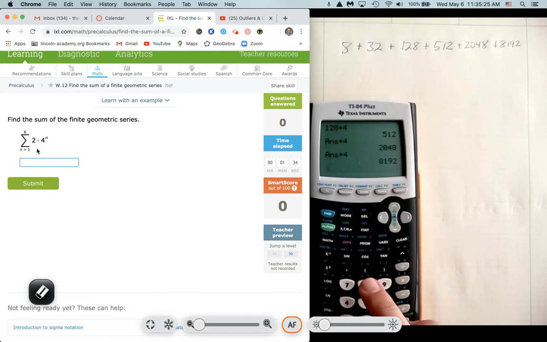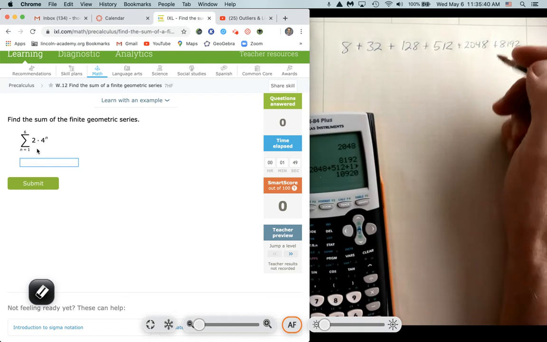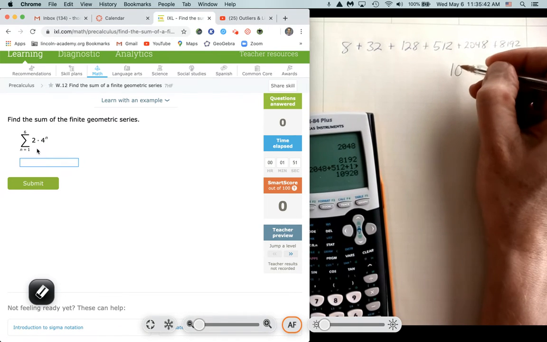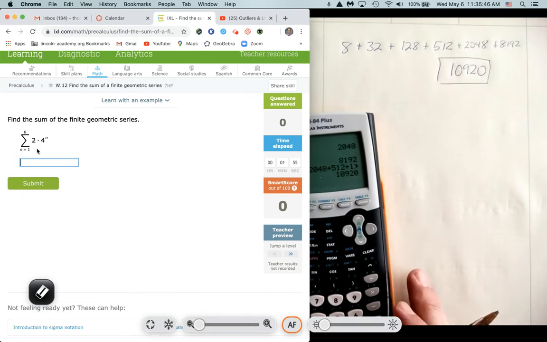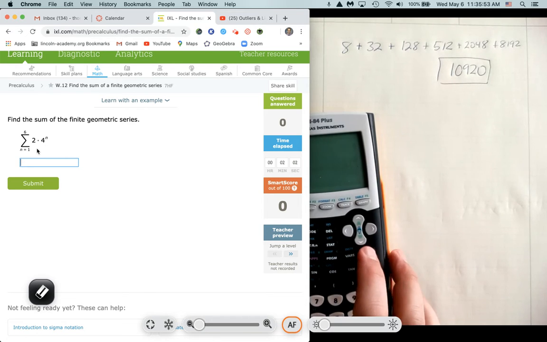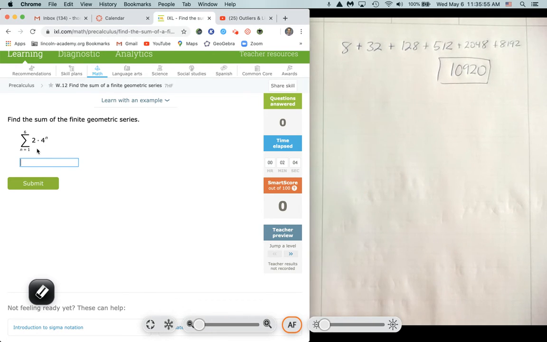And then I could take the time to add those all up. So I'm going to take that 8,192, add it to the 2,048, add it to the 512, add it to the 128, add it to the 32, add it to the 8, and get a final sum of 10,920. But let's say that there was 20 terms or 50 terms. This could get very, very time consuming if you did it term by term.